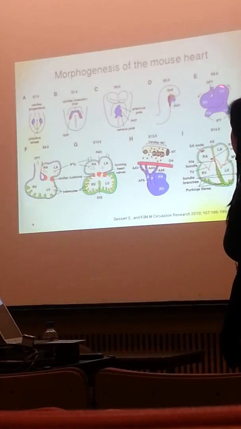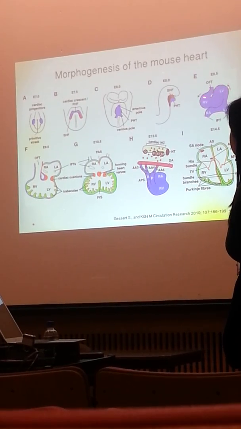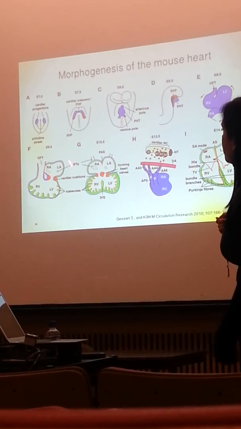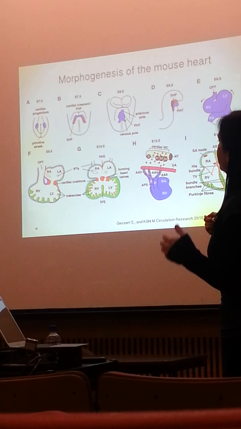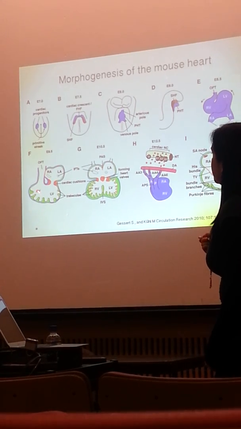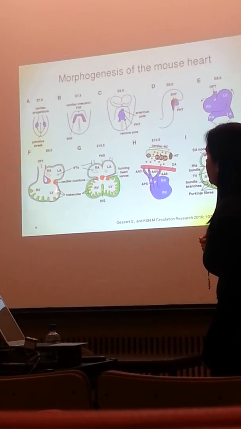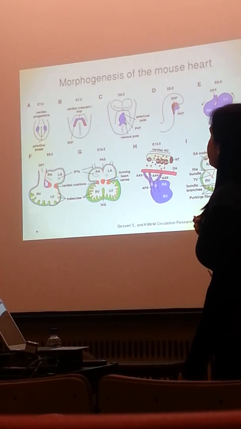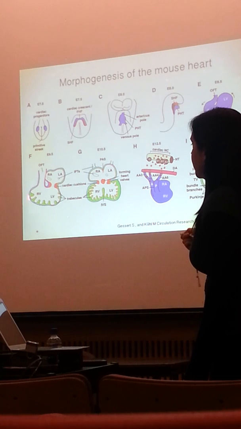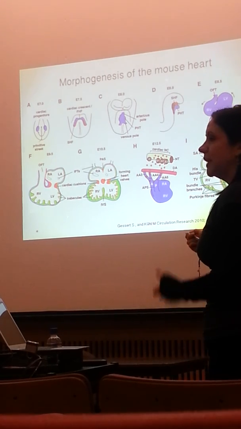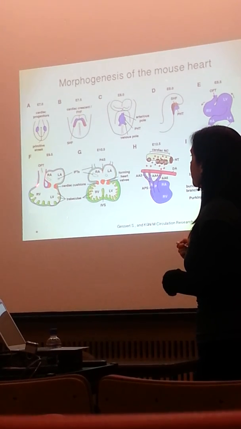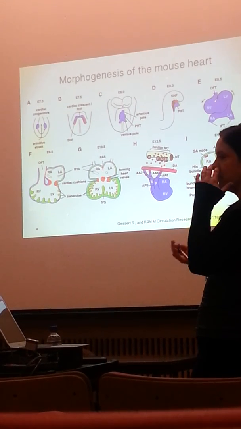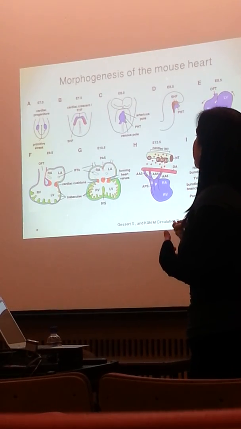This heart is going to turn to the right, following these arrows, and the result is 9.5 days, where the chambers, the right ventricle, left ventricle, and the atria, are in their final position. However, the heart at this stage is still a tube, and there is an outflow tract also forming. The outflow tract later on is going to be the aorta and the pulmonary trunk.